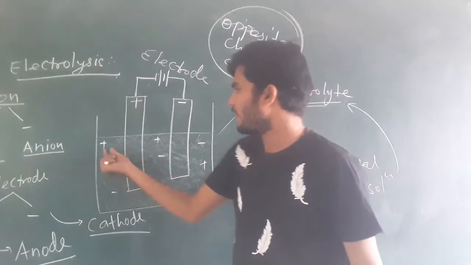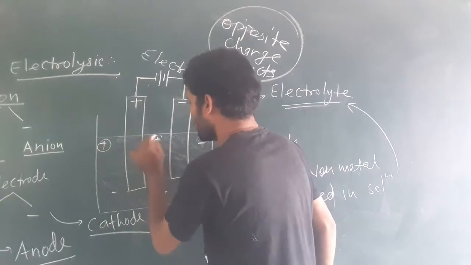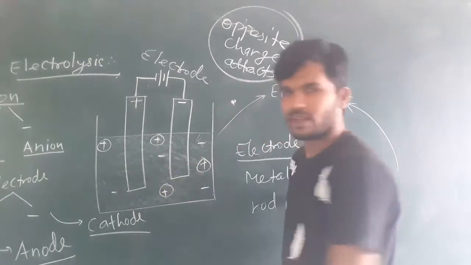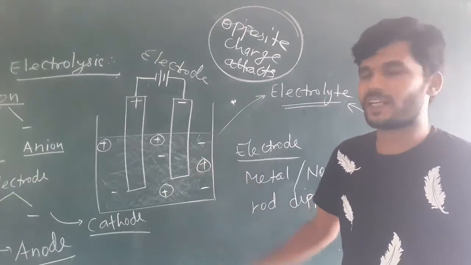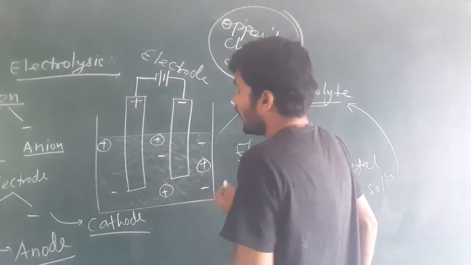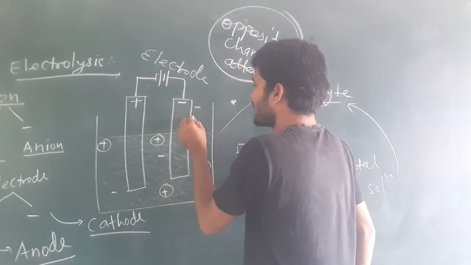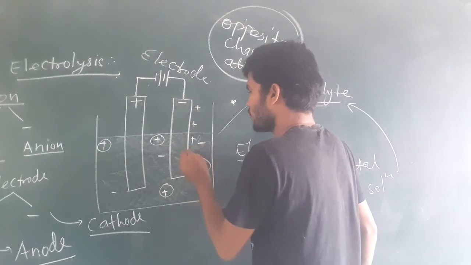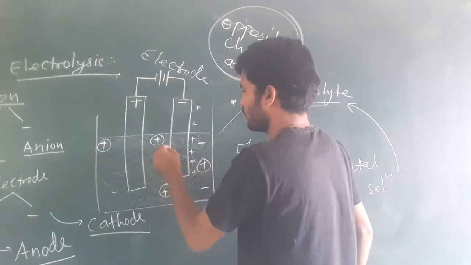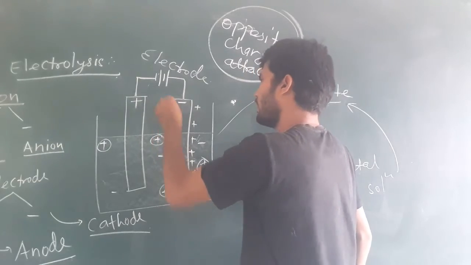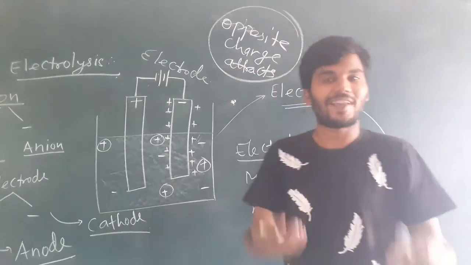So now we have here many cations. What happens with these cations? These will be attracted by this negative charge. So all the positive charges will come around it, because opposite charges attract each other.